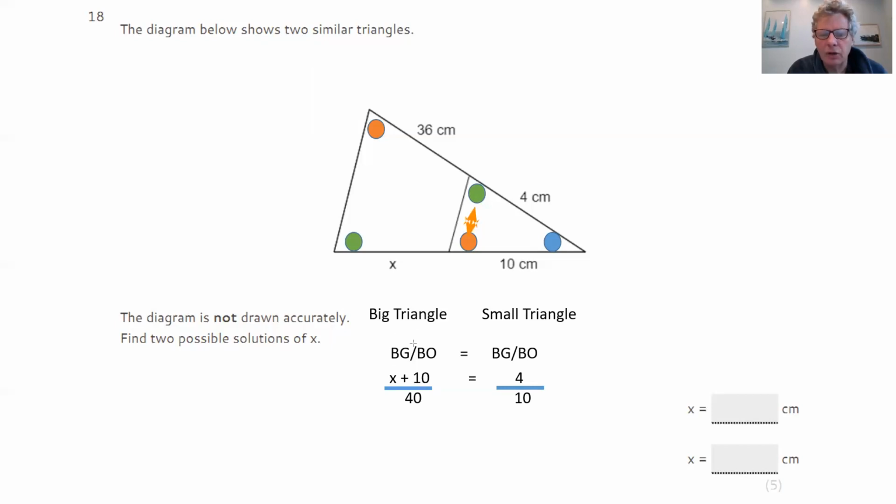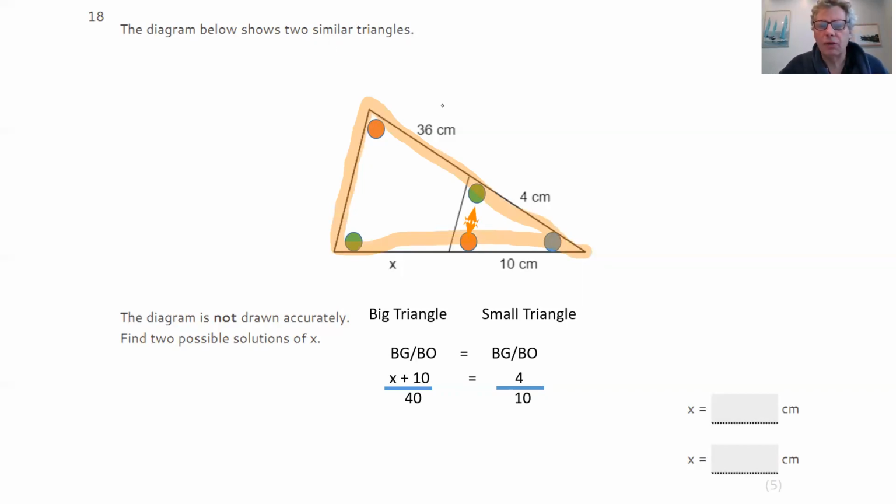Because then we look at the ratio of the blue to green over blue to orange. Let's have a look at the big triangle. Big triangle's here. Nice big triangle. So again, blue to green is going to be x plus 10. But this time, blue to orange is going to be 40 because we've got to add those two together. Then if we look at the small triangle, blue to green is just 4, blue to orange is 10. So we've now set up our equivalent fractions.